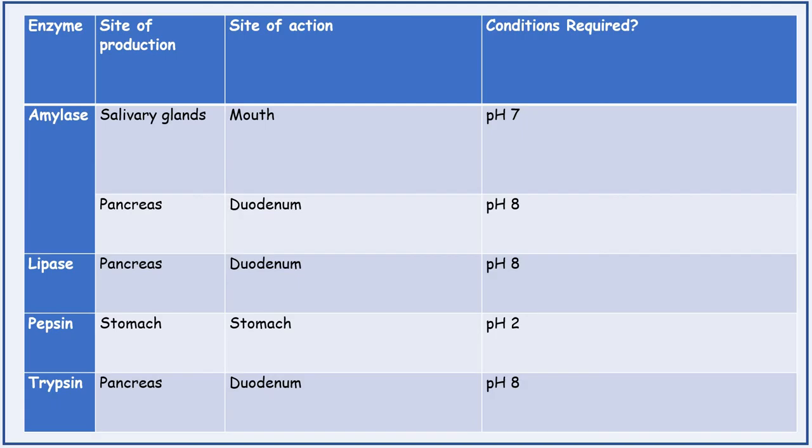Lipase is produced in the pancreas, works in the duodenum, and it has a pH optimum of 8. Pepsin is found in the stomach, works in the stomach, and has a pH optimum of 2. Trypsin is released from the pancreas into the duodenum, and it has a pH optimum of 8.